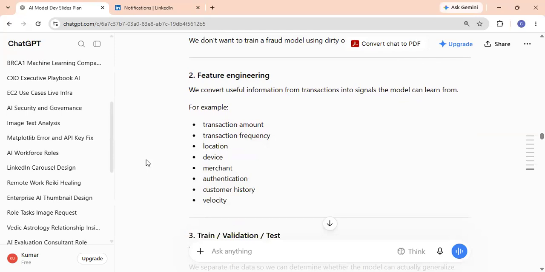We convert useful information from transactions into signals the model can learn from, for example, transaction amount. Amount wise also a feature is there. That is one of the features of the data. Then transaction frequency: how many times it happened in a day with the same card for the same customer. That frequency is a feature. The location is a feature, device is a feature. Obviously, why is device a feature? They might use different devices. IPs are different. For a mobile phone, the IP is different. Laptop, it is different. iPad is different. Such kind of things, right?